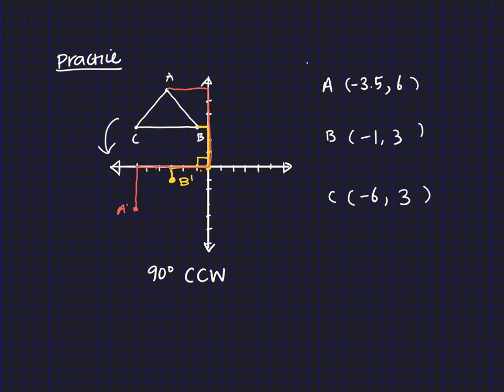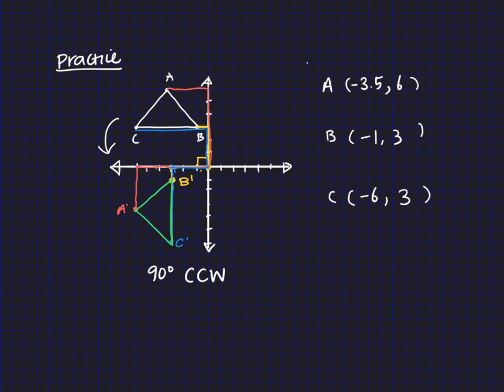For C, I have to move 1, 2, 3 up, and then out 6. So I'm going to do the same thing, 1, 2, 3 up, and then move out 6 right here. Then I'm going to connect the dots. When I connect the dots, I have a new figure, A prime, B prime, C prime, which is exactly 90 degrees away from the original. So let's find the coordinate points of A prime, B prime, and C prime.